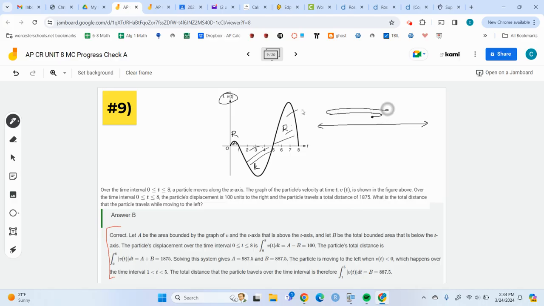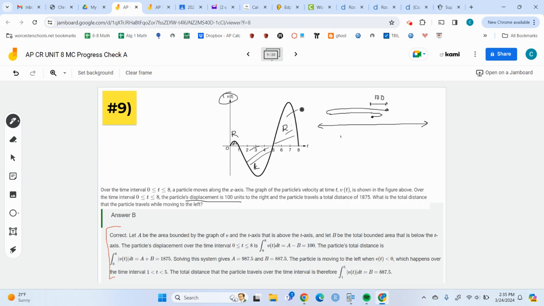And I know I end up further to the right than when I started because they tell us the particle's displacement is 100 units to the right. So that means this distance right here is 100. I'm 100 meters further to the right than where I started, or units, I guess. The total distance traveled is 1875.